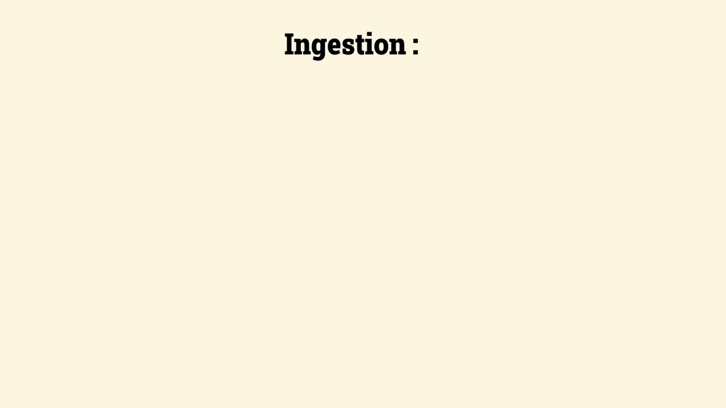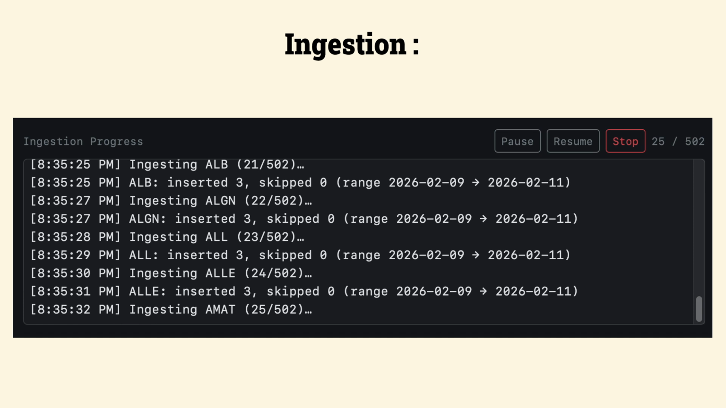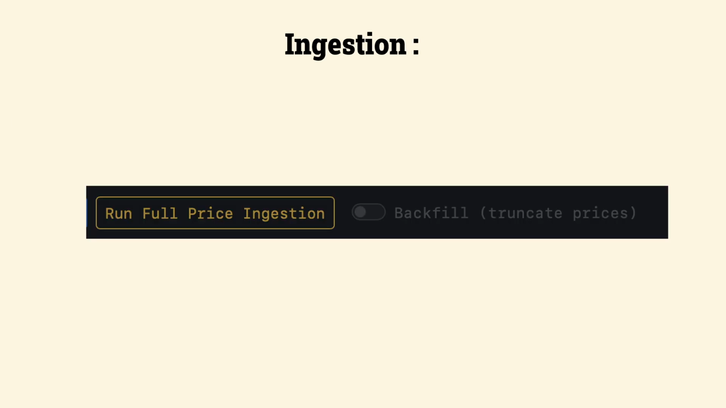Consult your data provider for specifics. In Yahoo Finance's Python interface, for instance, you might request daily data like this. It is important to throttle your requests, especially when downloading large amounts of data. If you don't, you risk getting rate limited or banned. Expect the initial ingestion to take some time. I also added an option to truncate the price table in case you ever need to re-ingest everything from scratch.